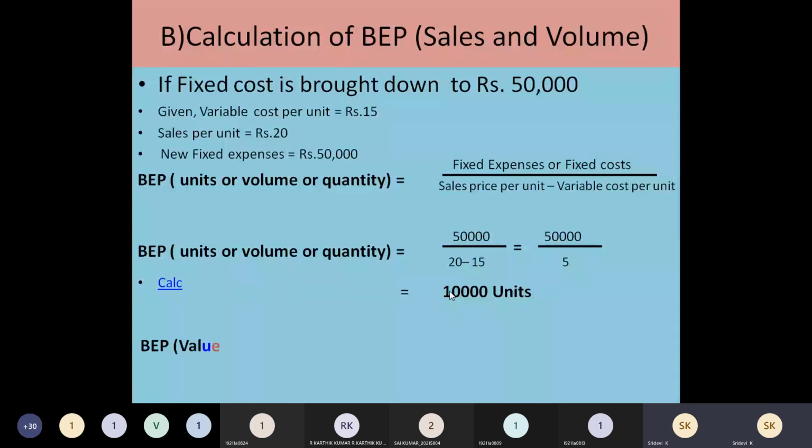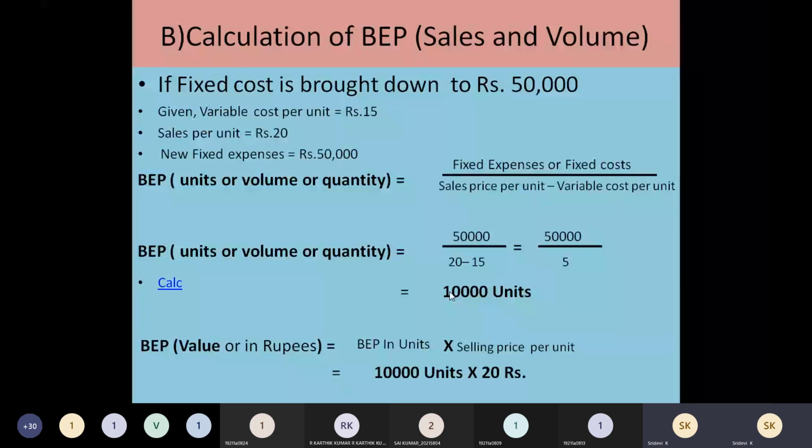And for BEP in rupees, take the BEP in units into selling price per unit. BEP in units we got 10,000, no? 10,000 units into 20 rupees of selling price. That will give you how much? No need of a calculator here. 20 into 10, you will get 2 lakhs. Directly you can do it, this is a simple calculation. So the break-even point in rupees is 2 lakh rupees.